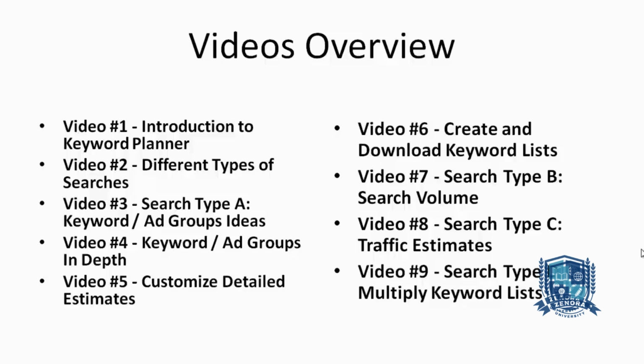And of course, last but not least, we're going to cover in video number 9, search type D, which is the 4th search, multiplying keyword lists. What this allows you to do is really expand on different keyword ideas. So you could take just a couple ideas and expand it further and figure out what is the actual data? How many people are actually searching? What are advertisers paying for these specific keywords and more?